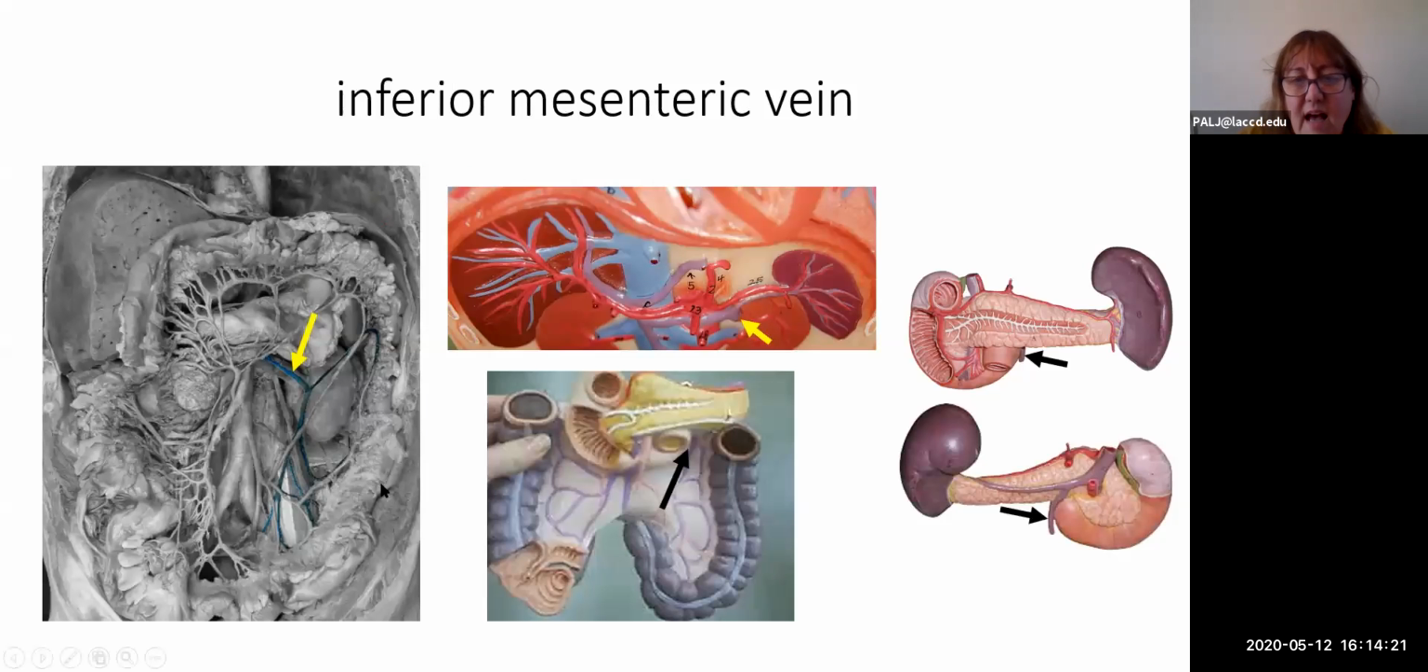On the left side of the colon, anything that's a vein is part of the inferior mesenteric vein. So it's coming up on the left side. This is a posterior view. This is an anterior view. You can tell that the spleen is on the left side on both. So that's the superior mesenteric vein.